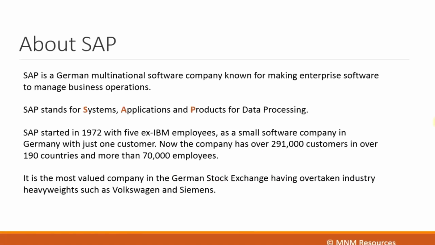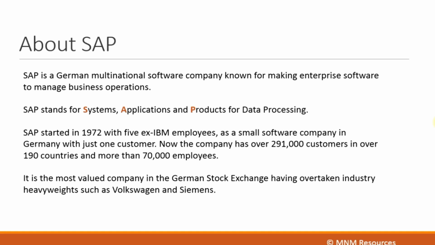Let's have a look at what SAP is. SAP is a German multinational software company known for making enterprise software to manage business operations. The acronym SAP stands for Systems, Applications, and Products for Data Processing. It started back in 1972 when 5 ex-IBM employees started a small software company in Germany with just one customer. Now, SAP has grown to over 190 countries with more than 290,000 customers, and they employ more than 70,000 staff members.